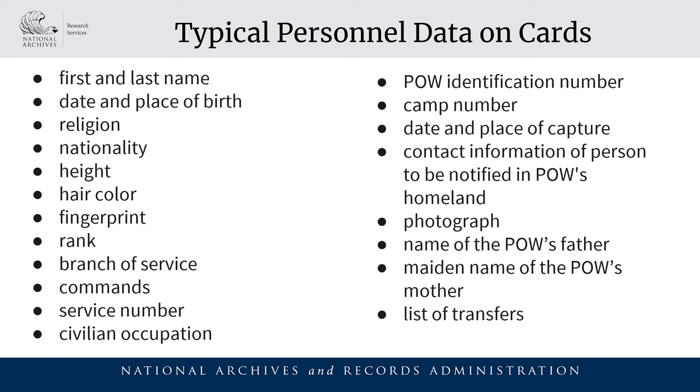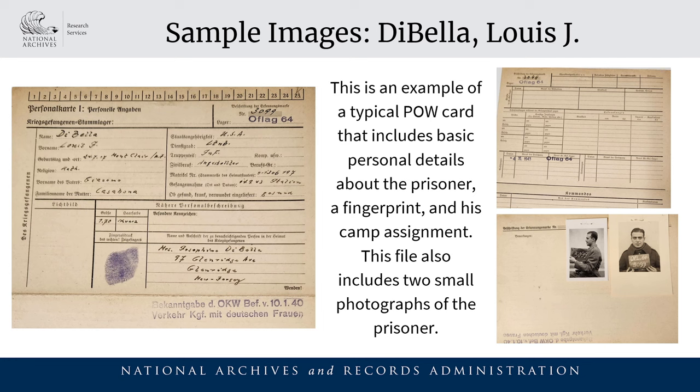The series includes a variety of different styles of POW information cards, but some of the most common details on the cards include basic personal data, as well as service information. Some of the cards even include fingerprints or photographs as well, as we will see in some of the examples we'll look at in a minute. These records are in German, but because they are mostly standardized forms, they are fairly accessible to researchers who do not read German.